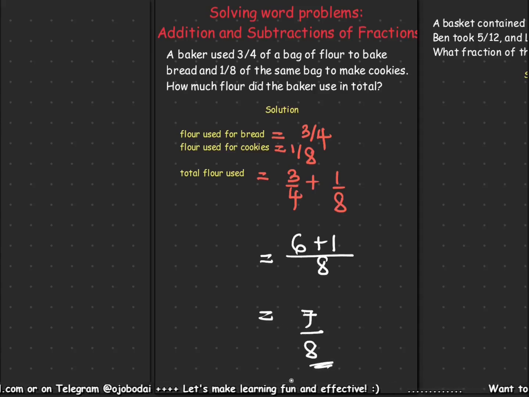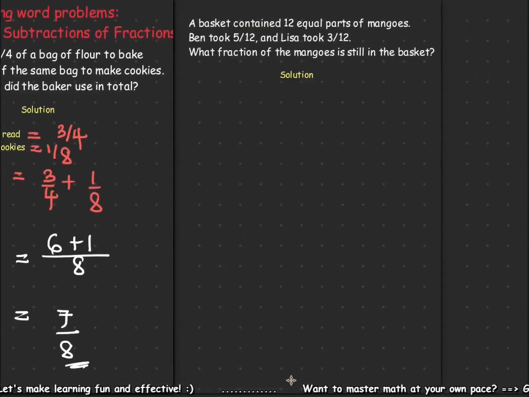This here answers the question, how much flour did the baker use in total? So in total, the baker used 7/8 of the flour. I hope that makes sense and it's explanatory. Let's look at our next question here.